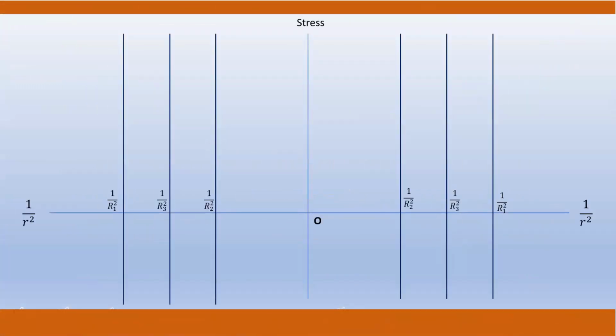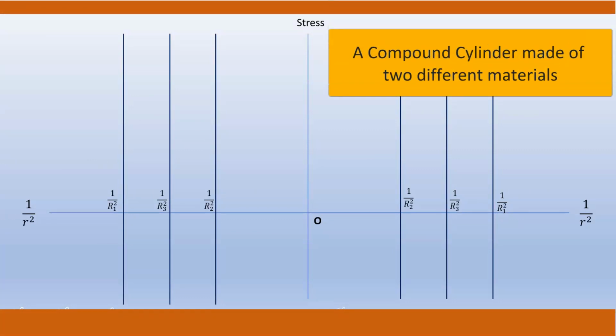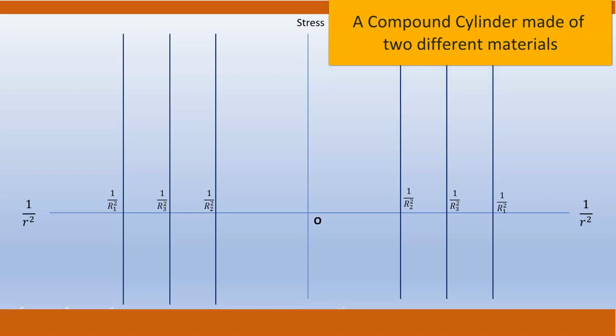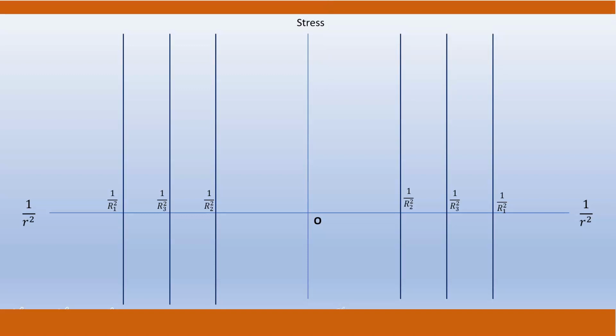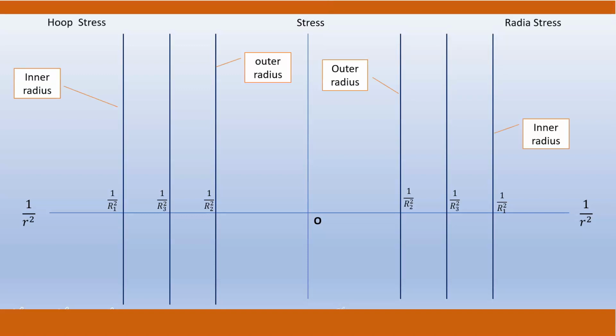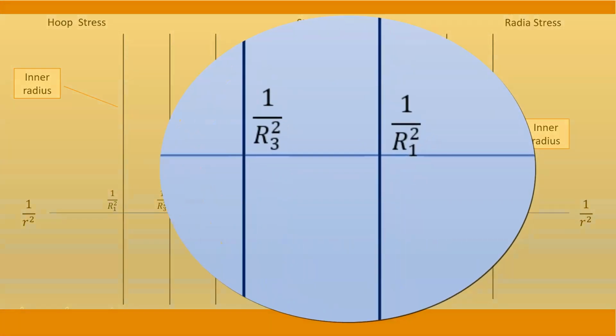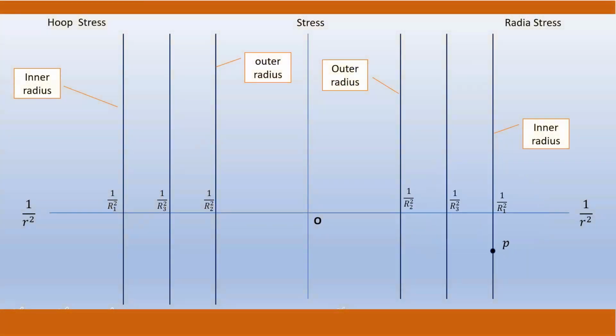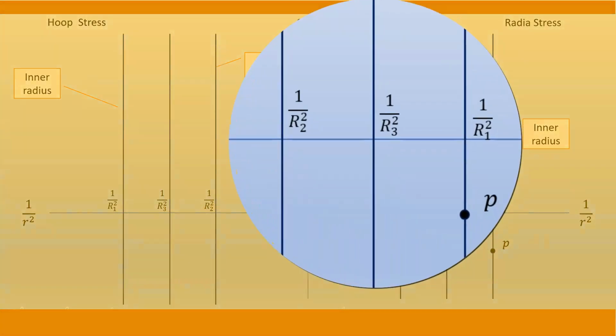First, set up the axes for stress, and 1/r squared. Also, draw the vertical lines to represent 3 surfaces of the cylinder. Mark the applied pressure P as a compressive radial stress on the inner surface. Next, mark an assumed new interface pressure P(int) as a compressive radial stress.